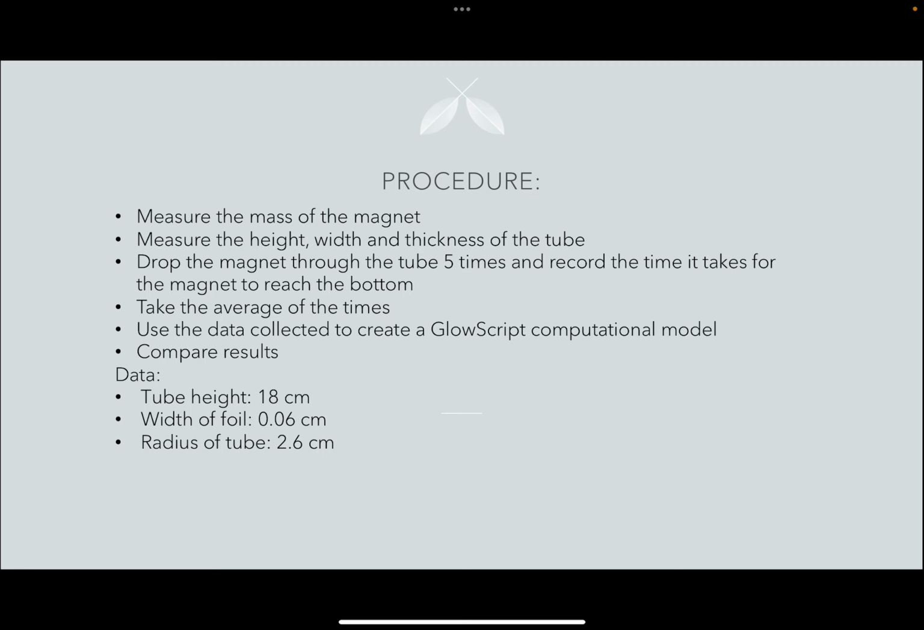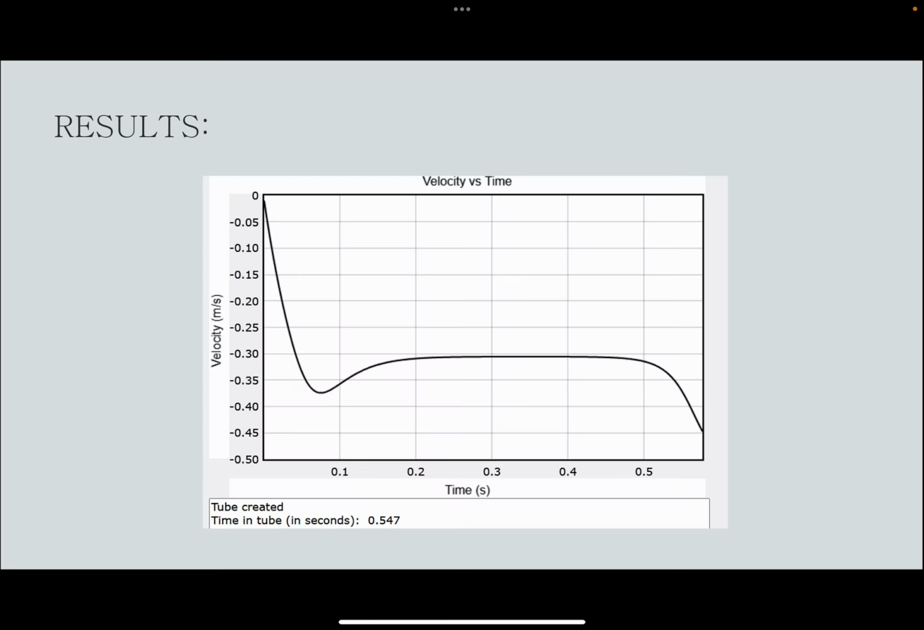In my data, the tube height was 18 centimeters, the width of the foil was 0.06 centimeters, and the radius of the tube was 2.6 centimeters. These are the results of the computational model. The graph is velocity versus time. The time in the tube was 0.5 seconds, which was different than the experimental result, but that's probably because of the sources of error that occurred.